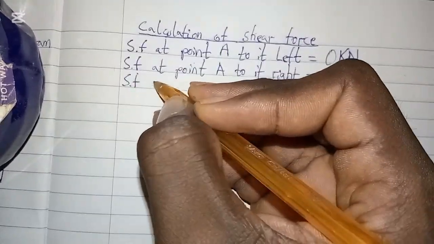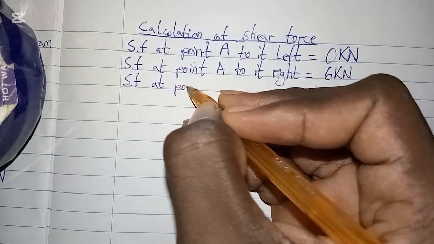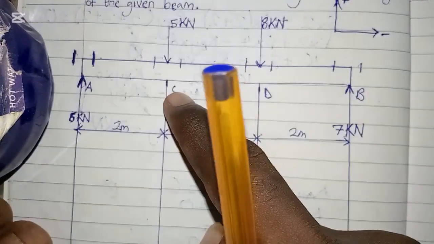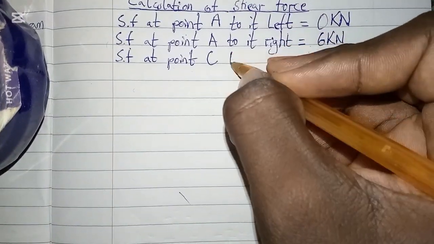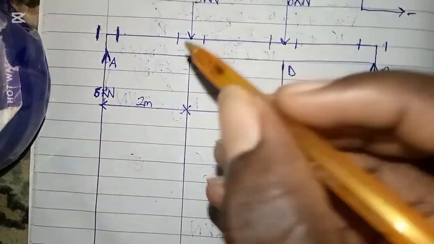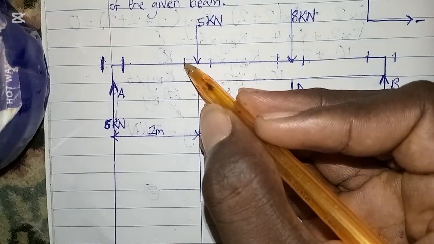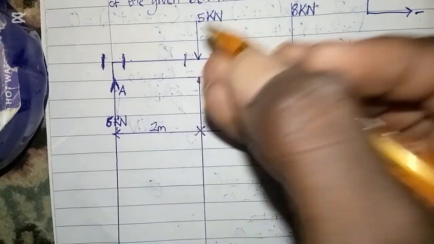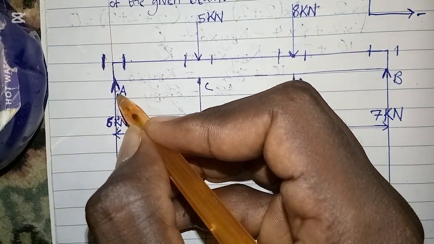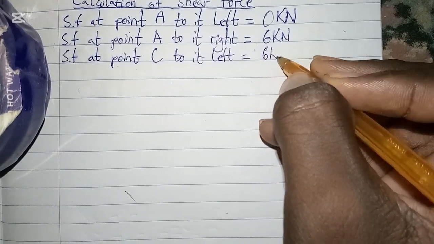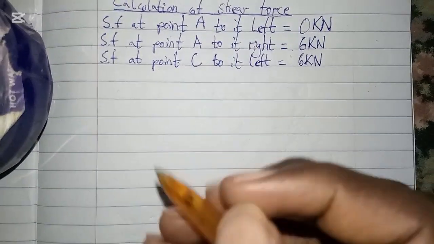Shear force at point C. We are going to point C. So shear force at point C to 8 left will be equal to... to 8 left is here, right? So if you stand at 8 left here, what forces can you see? You can see only this force. So you can see 6 kilonewton only. So let's go to the next one.